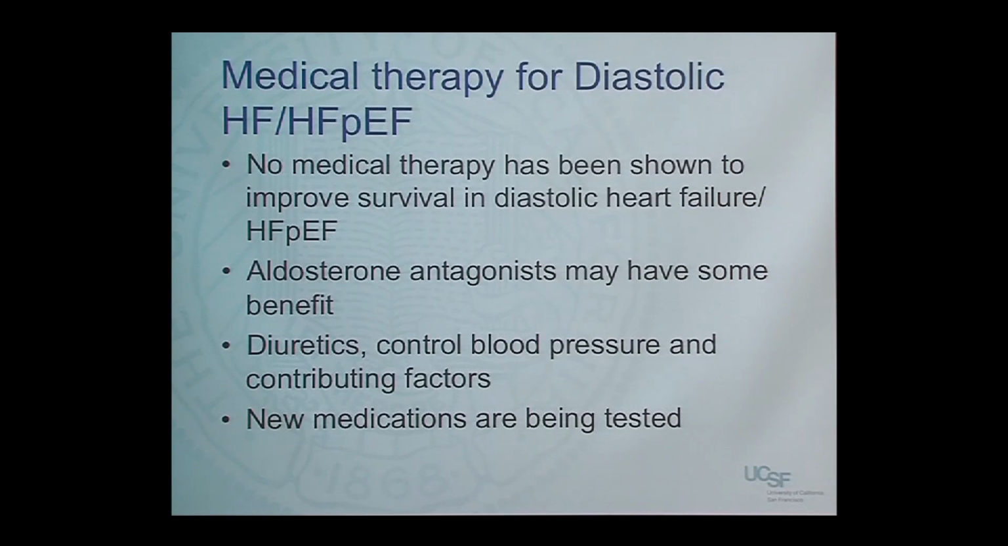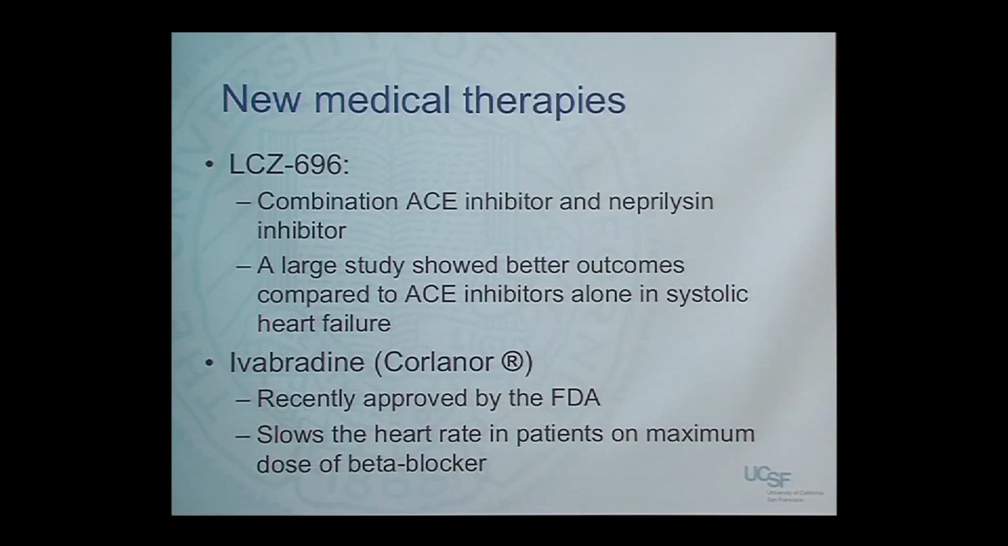So like I said, nothing's been shown to improve survival. There was one study that showed the aldosterone antagonists, so spironolactone and eplerenone, may have some benefit, but they're not going to gain FDA approval for diastolic heart failure yet. So we end up doing things like controlling blood pressure, treating contributing factors, and then diuretics to keep the fluid off. There are new medications that are in clinical trials, and hopefully we'll sometime soon see beneficial medications for diastolic heart failure. You may hear about a couple of new medications.